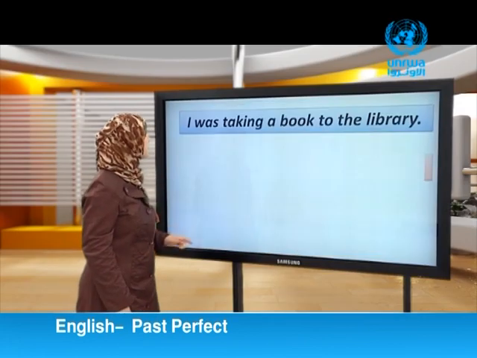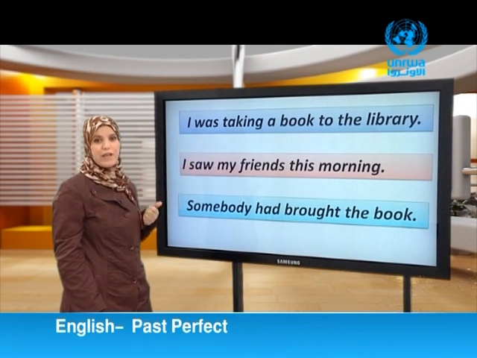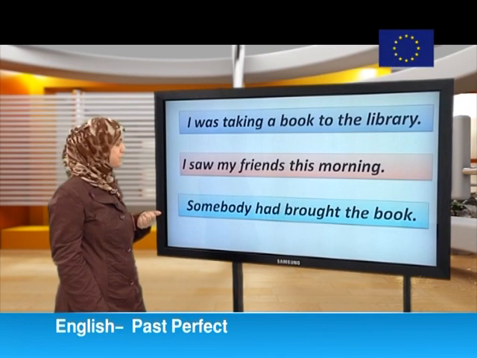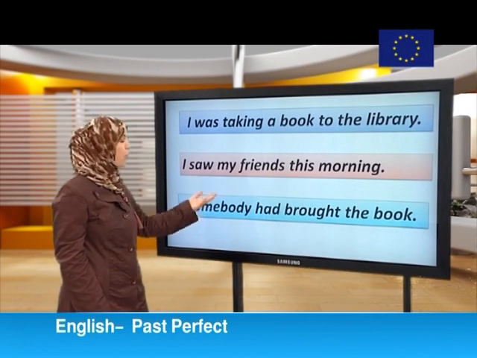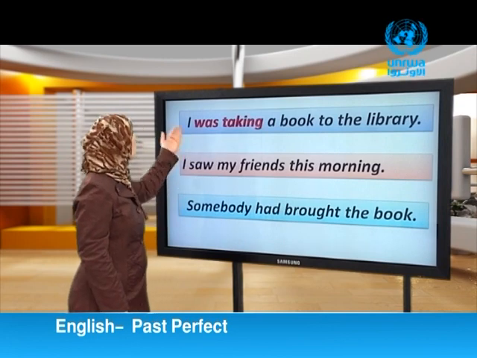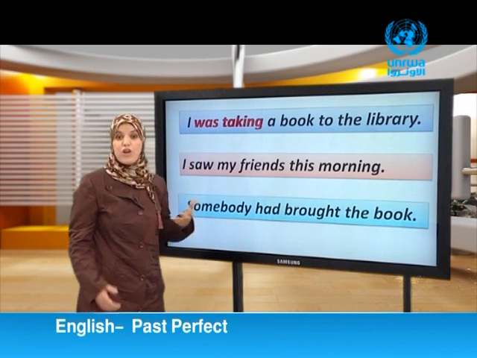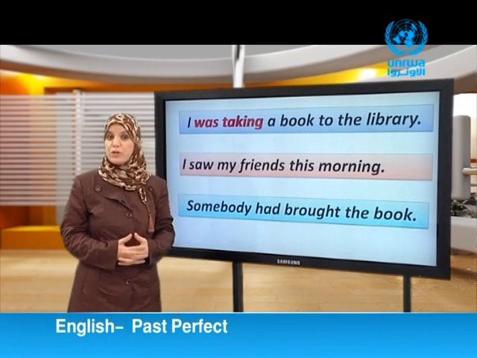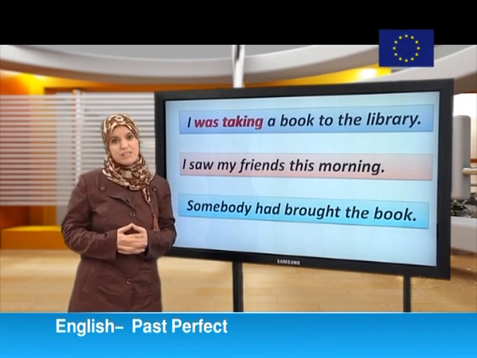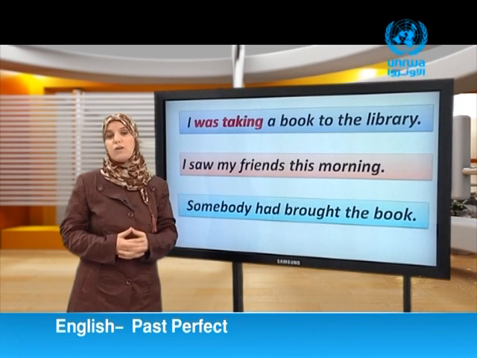Now, Sammy said, I was taking a book to the library. I saw my friends this morning. Somebody had brought the book. Now, let's look at the first sentence. The verb is was taking. This is past continuous tense. Remember, we use the past continuous to talk about actions that were going on at a certain time in the past, and the duration of the action is quite long.